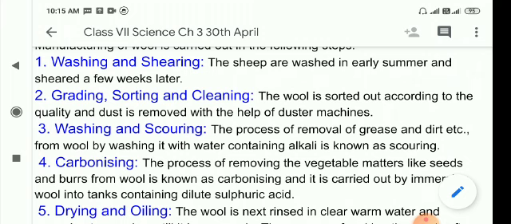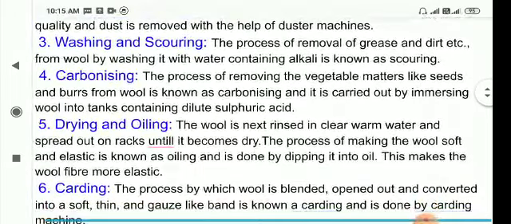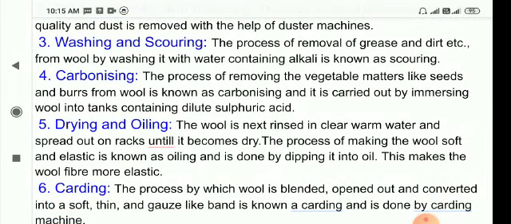And after that, student, washing and scouring. The process of removal of grease and dirt etc. from wool by washing it with water containing alkali is known as scouring. And the fourth step is, student, carbonizing. So in this process the removal of vegetable matter like seeds and burrs from the wool is done, and it is carried out by immersing the wool into tanks containing dilute sulfuric acid.